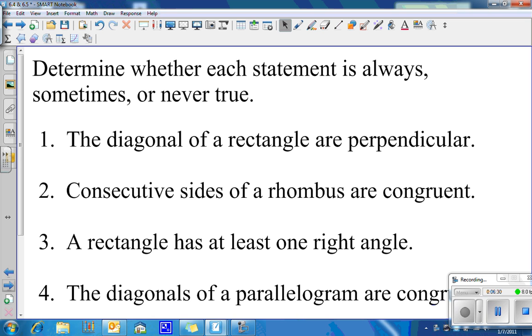All right, so we're going to determine whether each statement is always, sometimes, or never true. The diagonal of a rectangle is perpendicular. Does it create a 90-degree angle? Okay, why would you say it's true? Prove it. Okay, so perpendicular means it creates a 90-degree angle. And why did you say that it's true? Where have we talked about rectangles being 90-degree angles? Not all parallelograms are that way. I'm saying rectangles.